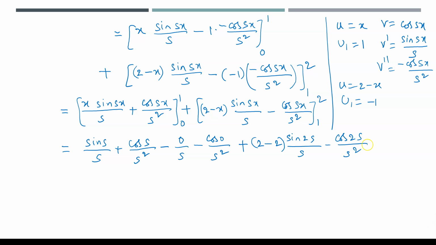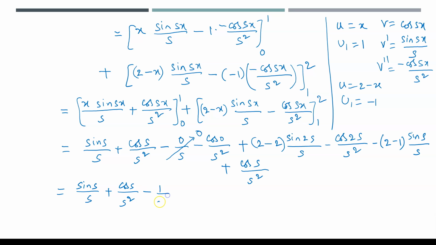Whenever you are applying the lower limit, the signs will change. Now here, minus 2 minus 1 into sin s by s plus cos s by s square. Now let us simplify this: sin s by s plus cos s by s square. Here this term becomes 0. Here minus cos 0, and the value of cos 0 is 1, so we get 1 by s square. Here plus 0, 2 minus 2, that is plus 0. This term becomes 0.